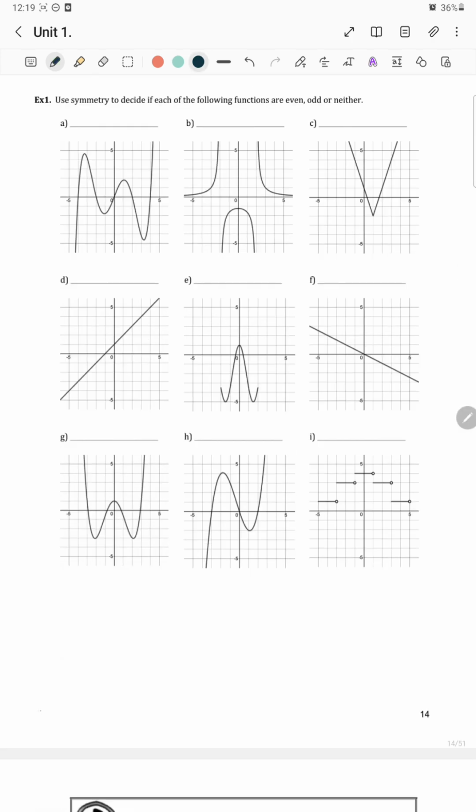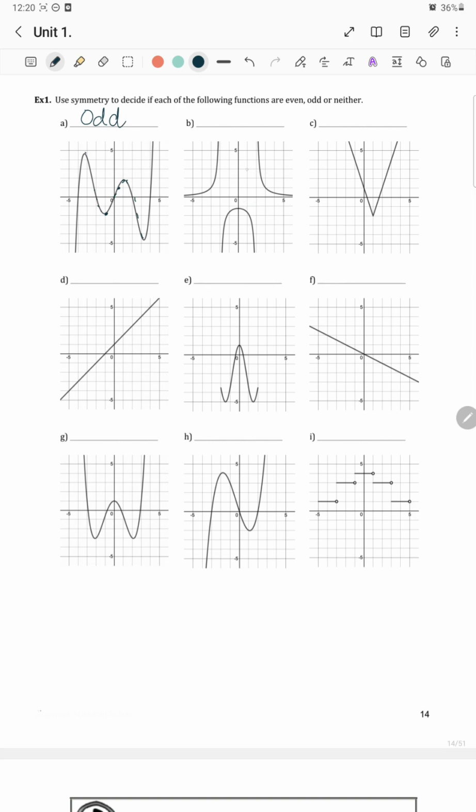Okay, use symmetry to decide if each of the following functions is even, odd, or neither. So if the function is going to have symmetry along the y-axis, it's going to be even. If the function is going to have symmetry along the origin, it's going to be odd. Okay, so let's check. This is the origin, it is going 1 and 1.5 boxes downwards, so it's going 1 and 1.5 boxes upwards. Then similarly it's going here and here, so yes, it is symmetric along the origin, so it's odd.